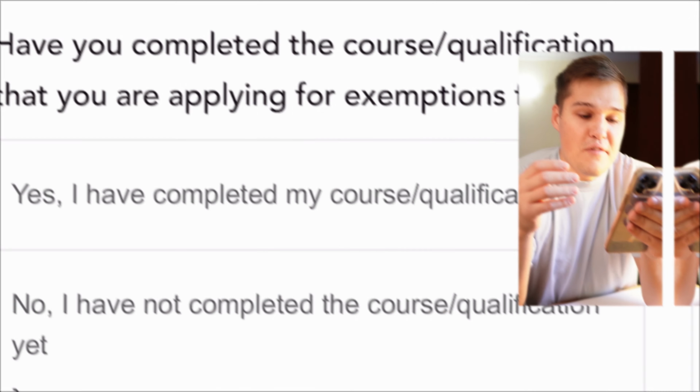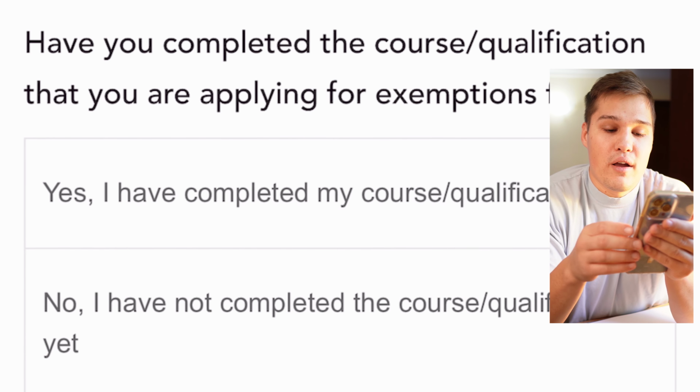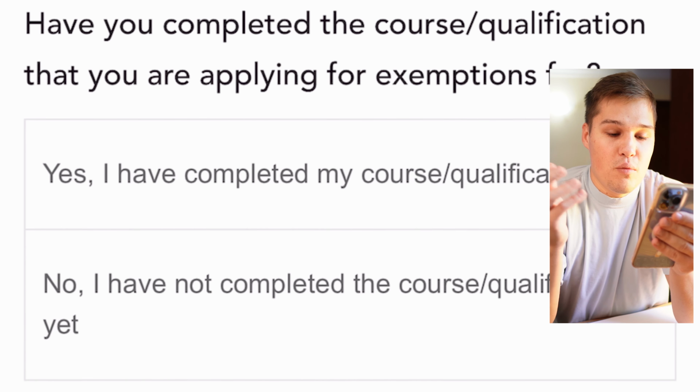I think because I already have the exemptions, it doesn't have any settings for me specifically to show you guys where the exemptions are. But I'm going to tell you guys now how to be able to do it. If you guys would like to know, you can go and get an exemption calculator on the ACCA website. I'm going to link it down in the description for you guys. And they'll ask you questions like, have you completed the course qualification you're applying exemptions for? And you can say, yes, I've completed my course. And then you say, check the cost.